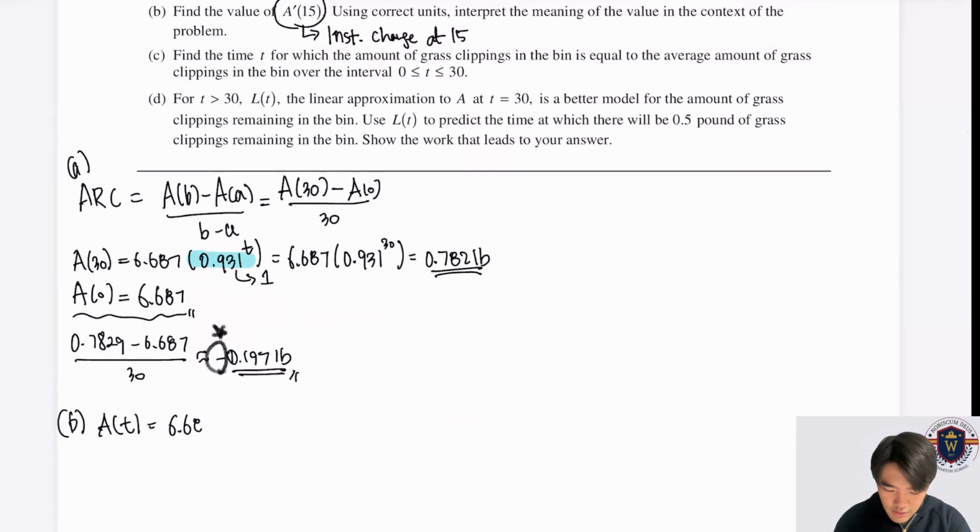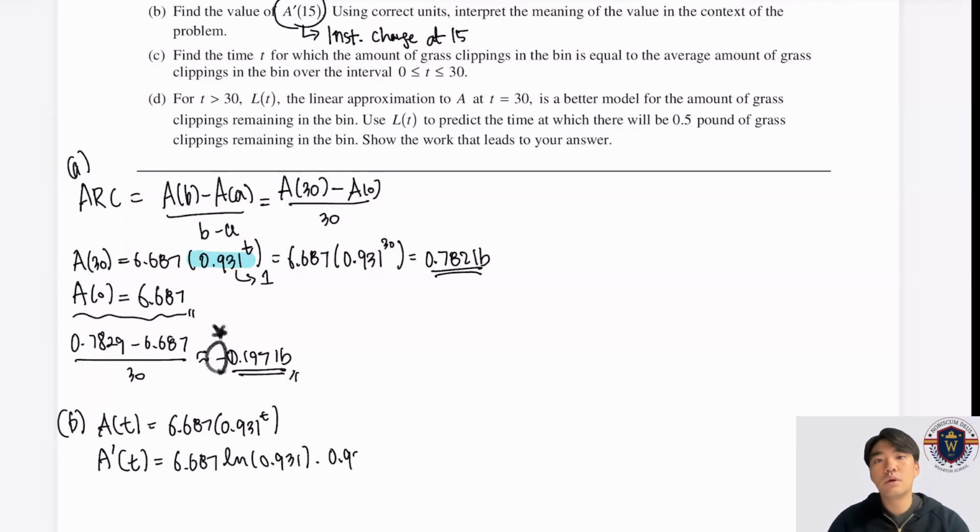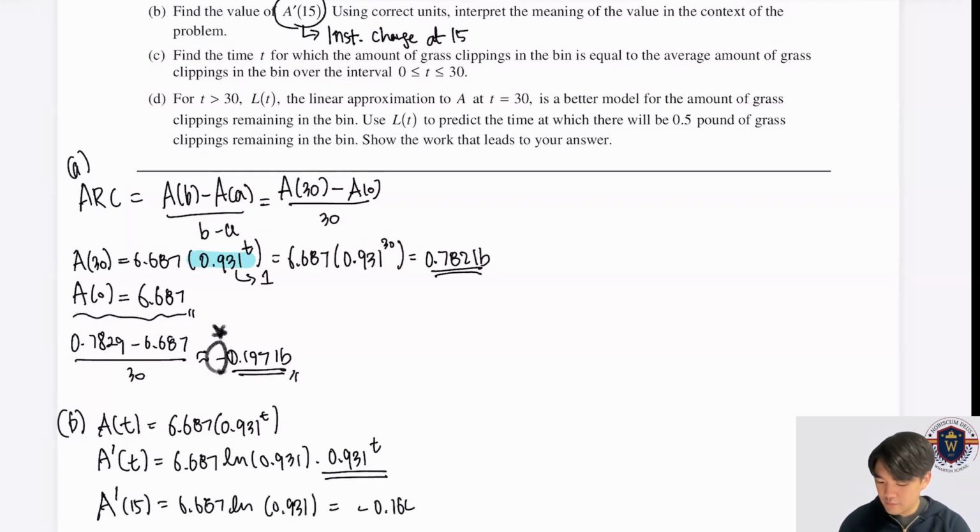So we can take a derivative of this function. A(t) is originally equal to 6.687 times 0.93^t. If we take a derivative, the basic formula for the exponential function brings down ln, the natural log. So this is 6.687 times ln of the base 0.93 times the original function 0.93^t. If you simply put 15 in for t, that would give us about negative 0.164 pounds per day. So at exactly t equals 15, the 15th day, the amount of grass clippings in the bin is decreasing at the rate of approximately 0.164 pounds per day.